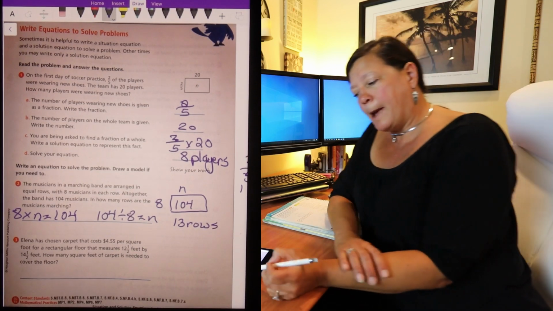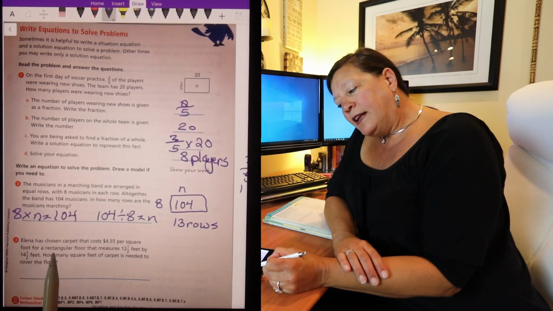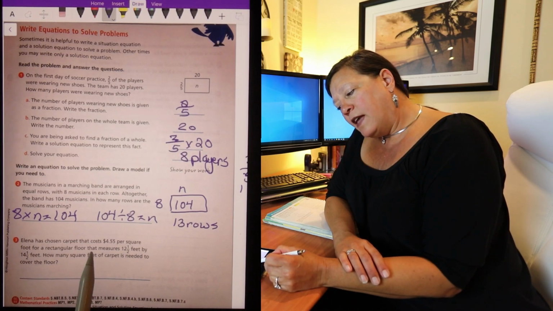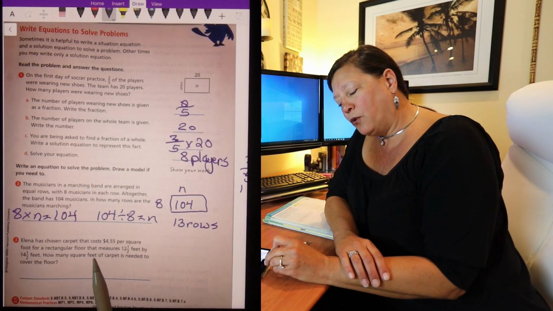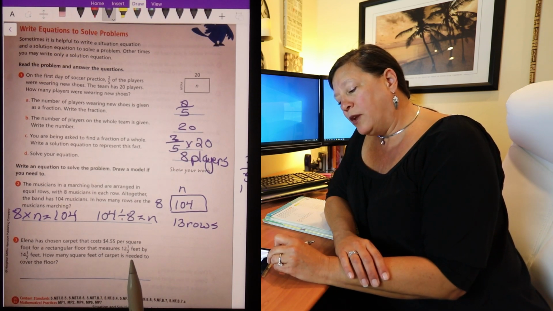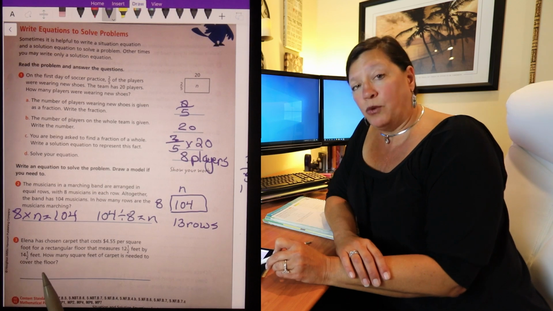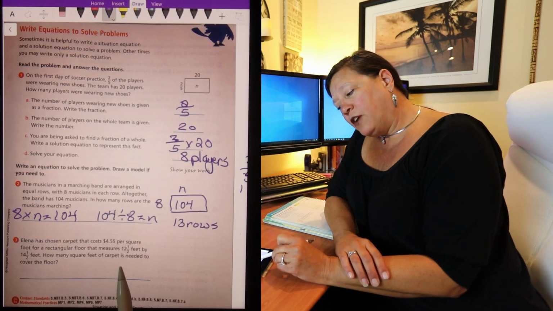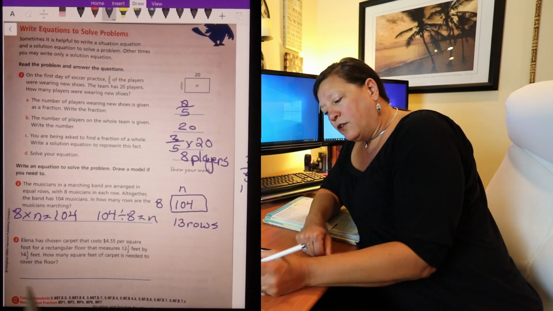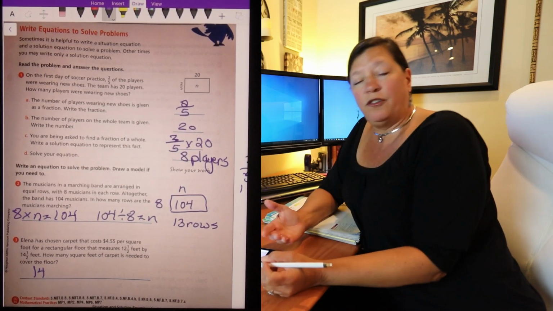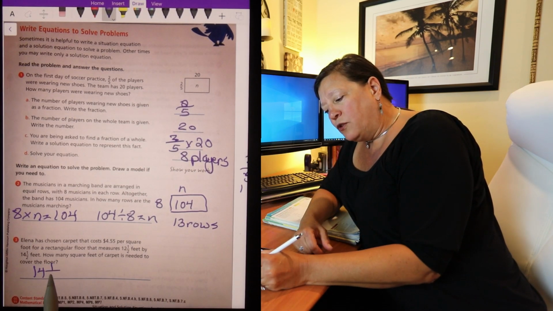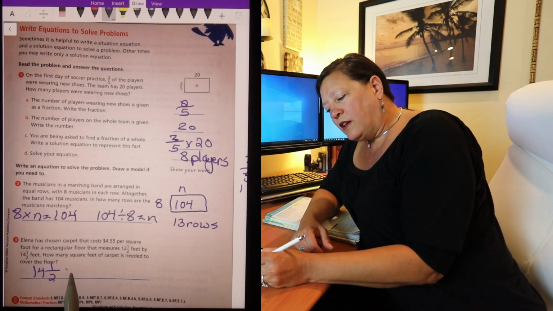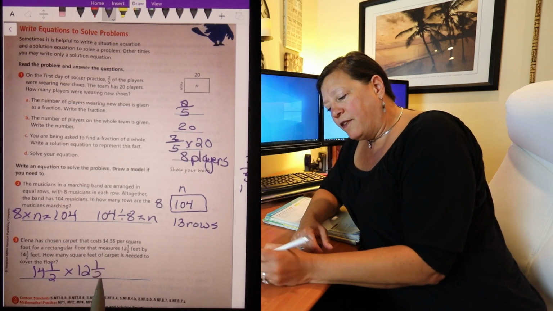Okay, number 3. Elena has chosen carpet that costs $4.55 per square foot for a rectangular floor that measures 12½ feet by 14½ feet. How many square feet of carpet is needed to cover the floor? Okay, so to solve this one, your solution equation and your situation equation are going to be the same. Okay, so you need to multiply 14½ times 12½.